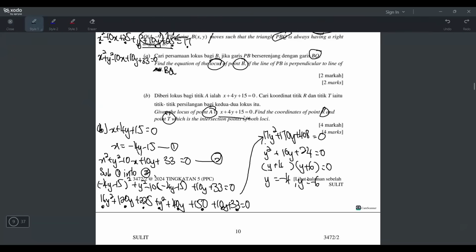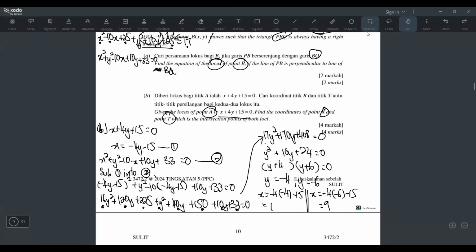But when you're finding point, you need the X coordinate also. So you need to sub this inside the first equation to get the X coordinate. So X equals -4Y minus 15. And then sub again, X equals -4Y minus 15. The Y here is -4, the Y is -6. Okay, press calculator, you get 1. Press calculator, you get 9. I think. Yeah. So now you have your 2 points, right?